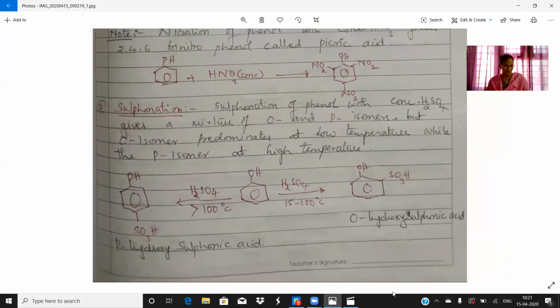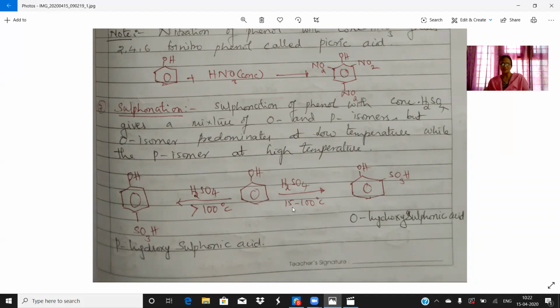Now let us see another example where the benzene nucleus is involved, that is sulfonation reaction. Sulfonation of phenol with concentrated sulfuric acid gives a mixture of ortho and para isomers. But the ortho isomer predominates at low temperature, while the para isomer predominates at high temperature. Now let us see the example.